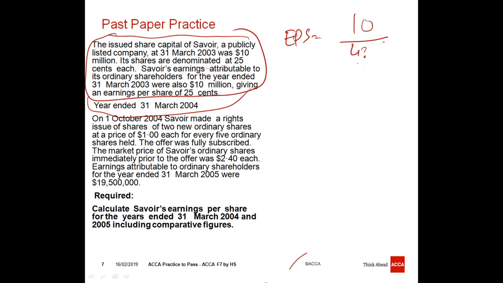Yes, it should be 40 million. So this is how we have calculated the EPS of 25 cents, $0.25. So we are here at 31st March 2004.